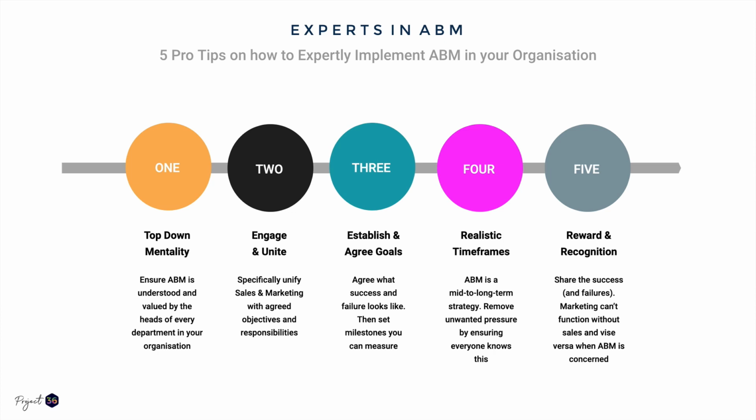Number 3, we need to be establishing agreeing goals. What does success look like? What does failure look like? And then we need to set milestones that we can measure and think of KPIs that are outside of revenue or outside of account reach.